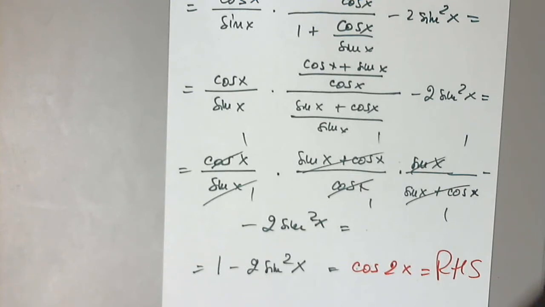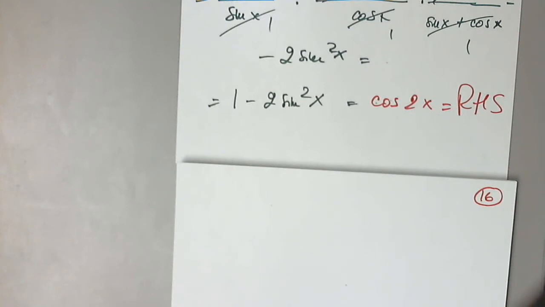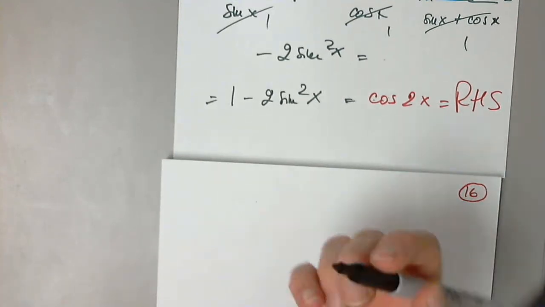So now I have to show you how we get from 1 minus 2 sine squared to cosine 2x. And that's what I'm going to do now. Is this okay, everyone? Okay. We have several identities that we will have to look at, and this is a good opportunity to start.